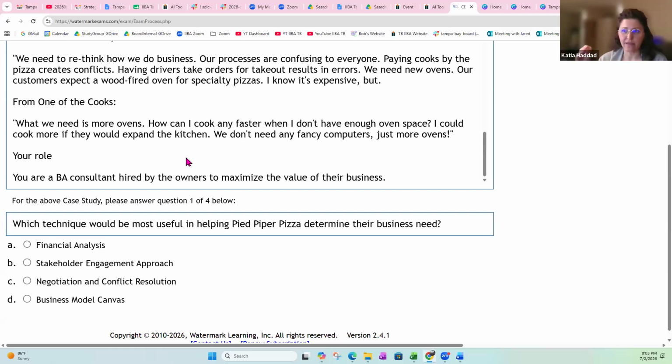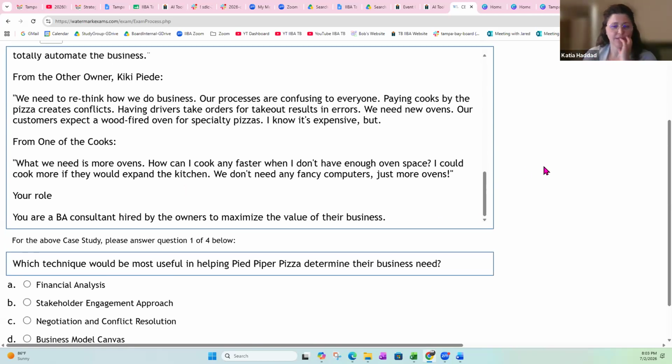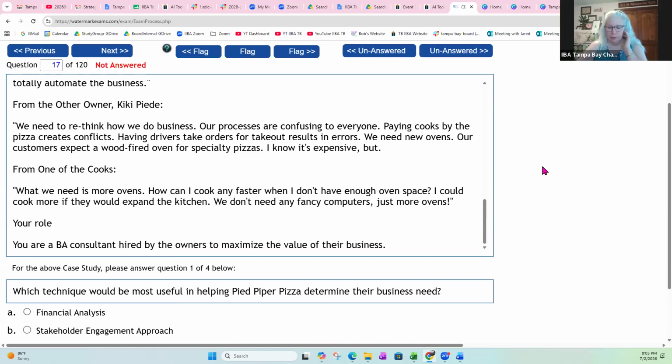This is a real sample of how the CBAP exam is structured. We've done some that have a display of this is a context diagram or this is a class diagram, and it asks you what's missing from this or whatever. You're going to see those in the real test.